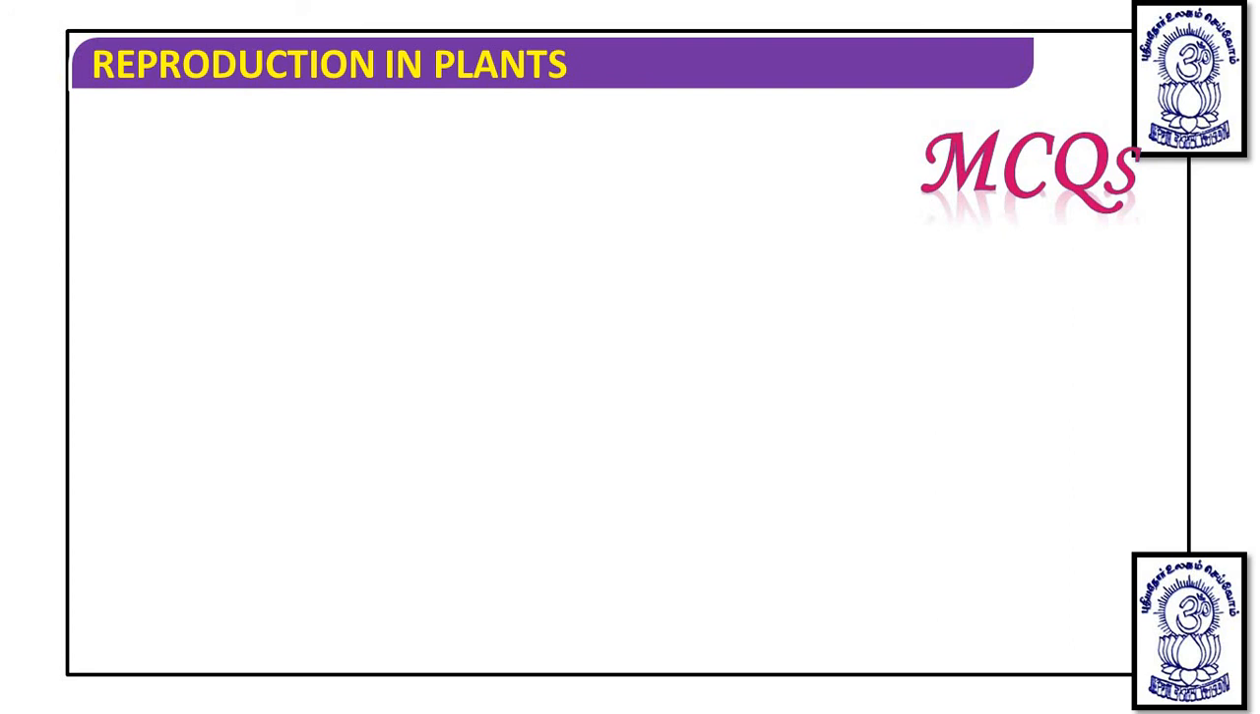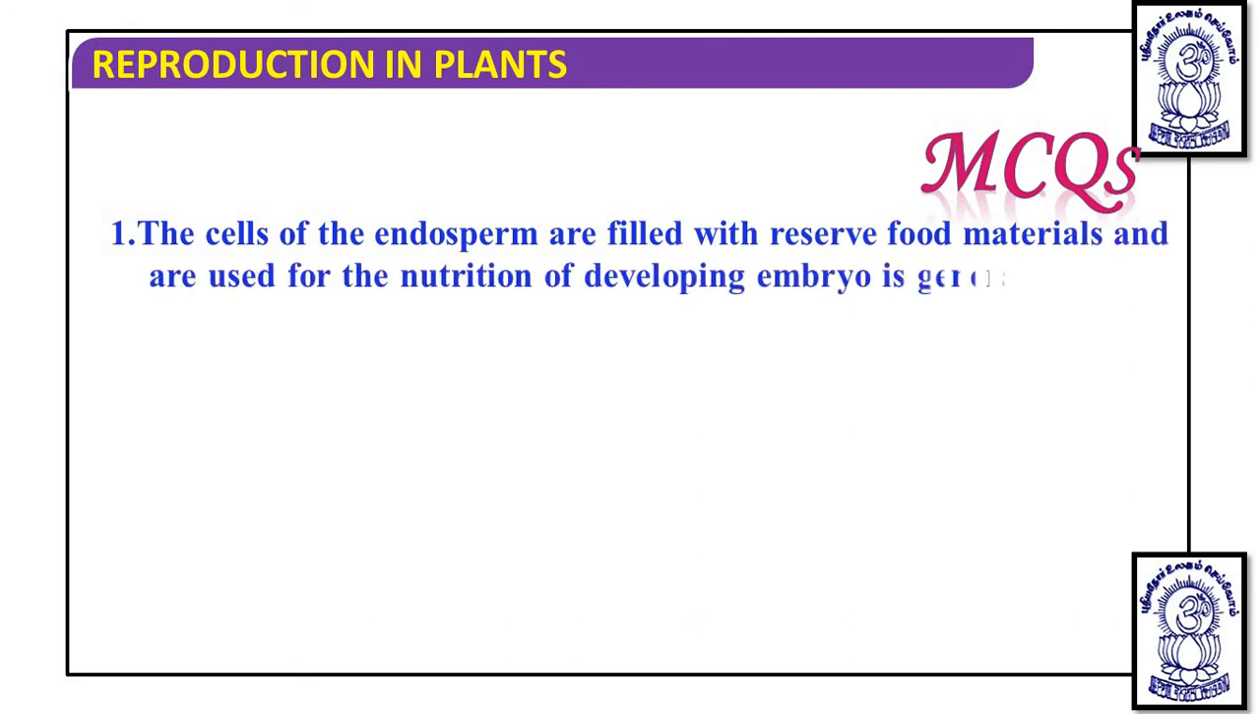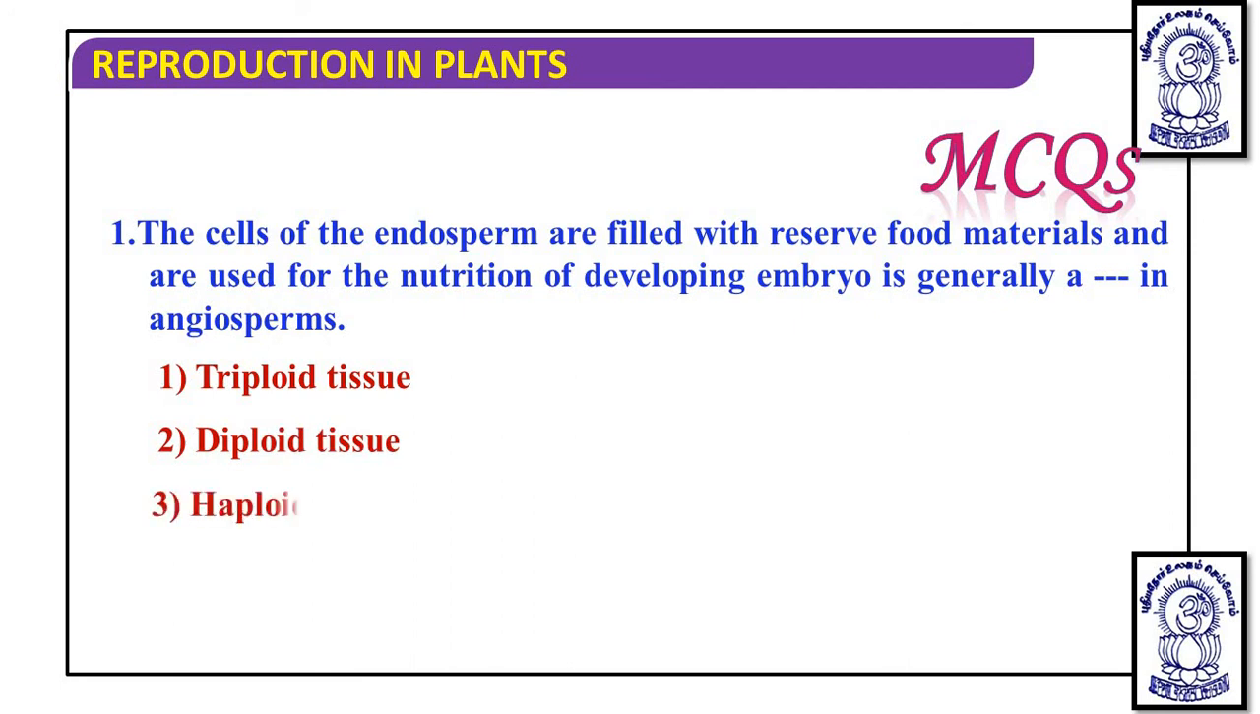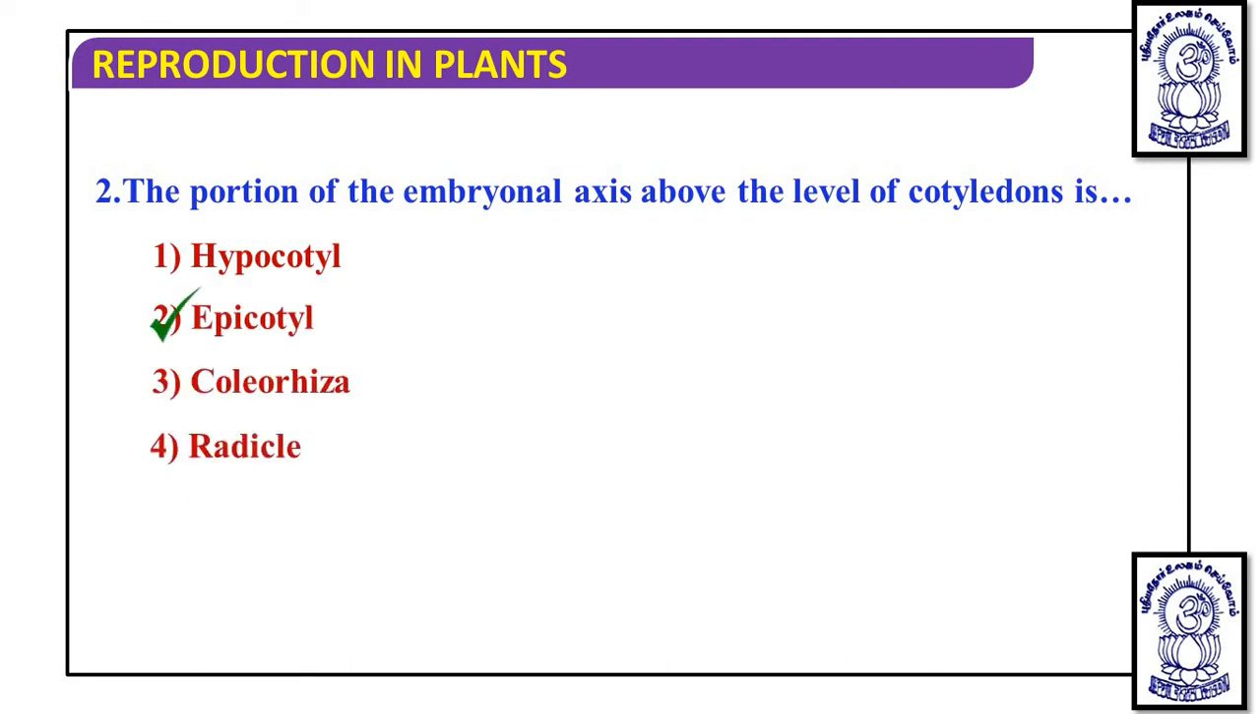Before that we should discuss some questions. The first question is: the cells of endosperm are filled with reserve food material and are used for the nutrition of the developing embryo; it is generally blank in angiosperms. You know that it is a triploid tissue developed by triple fusion, in which the fusion of the secondary nucleus and a male gamete occurs. So it is a triploid tissue. Then the next question is the portion of the embryonic axis above the level of the cotyledon. You know that above the level of the cotyledon you will find the epicotyl, and below the cotyledon you will find the hypocotyl.